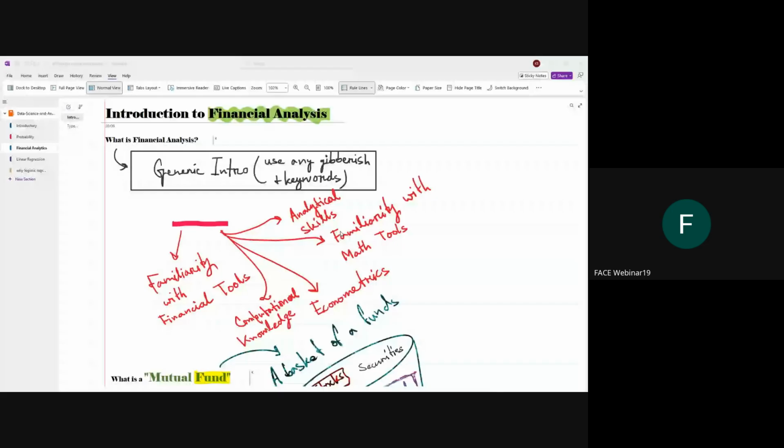Just confirm if my screen is visible. Okay, can you see? Okay, just one second.